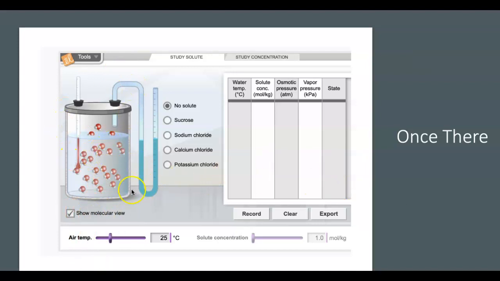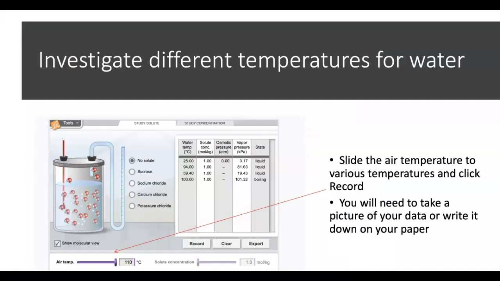And so first you're going to experiment with water. Now you need to be aware that one of the things that you're going to change here is the air temperature. And so as you change the air temperature, you're going to have to wait just a minute or two for the water temperature to get to the same temperature as the air. You can always press record to see what the water temperature is.